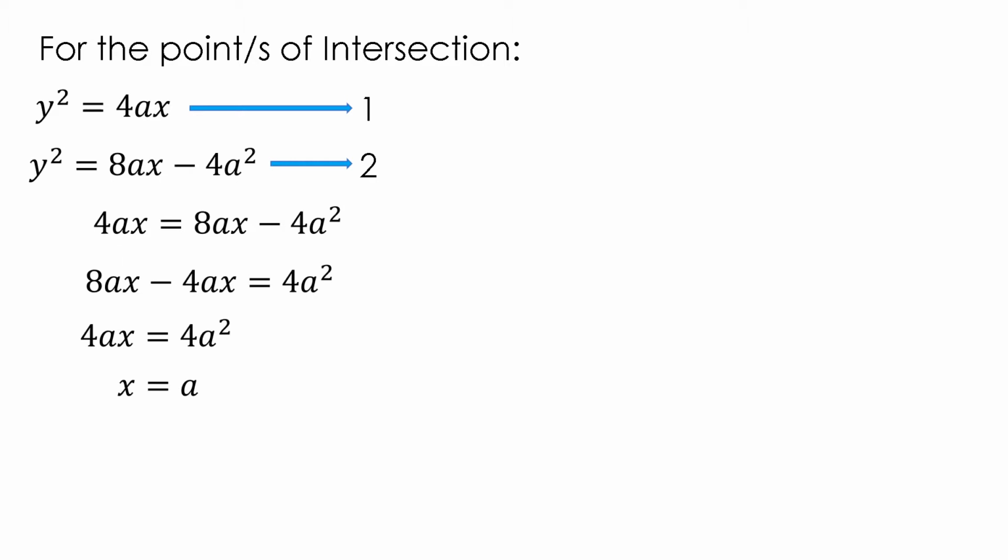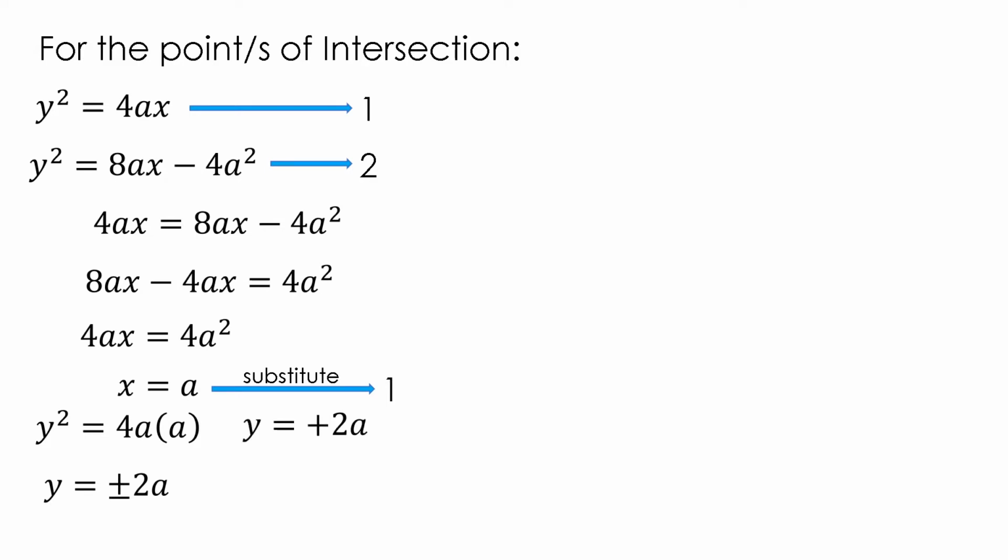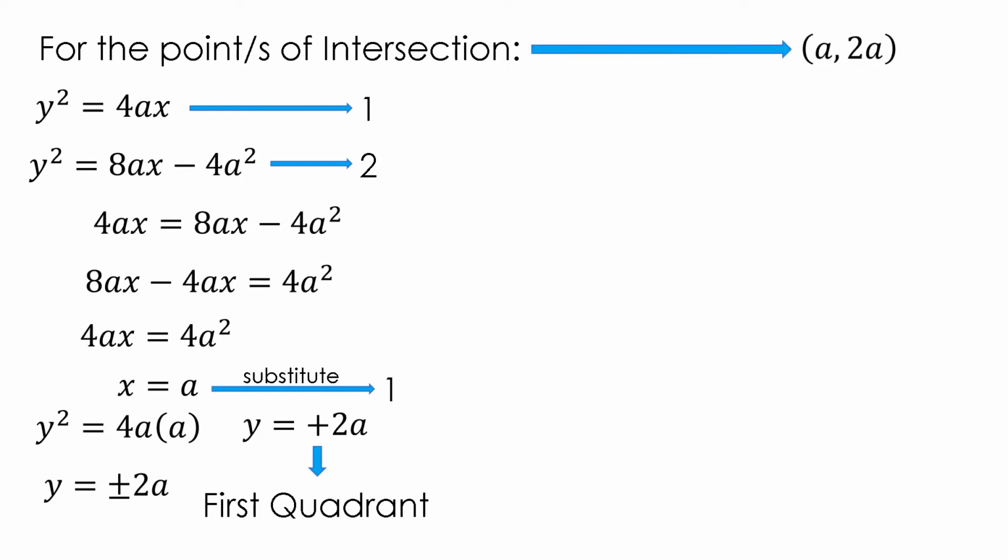And if x is equal to a, we can substitute the value in either the first parabola or the second parabola. Let's say we substitute this in the first parabola. Substituting, we get plus and minus 2a. Since we only consider the first quadrant, we will only take the positive root, which is positive 2a. So the point of intersection of the two parabolas is (a, 2a).